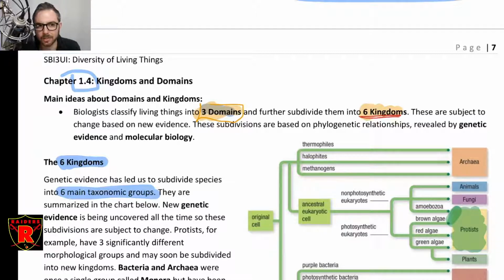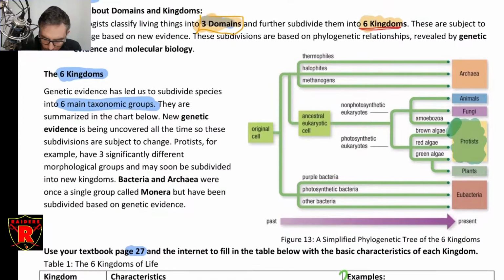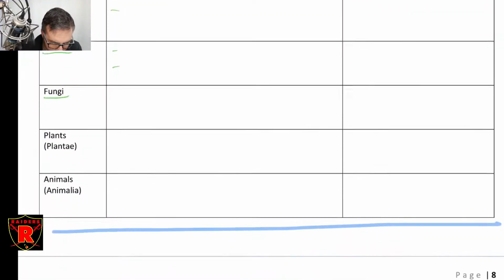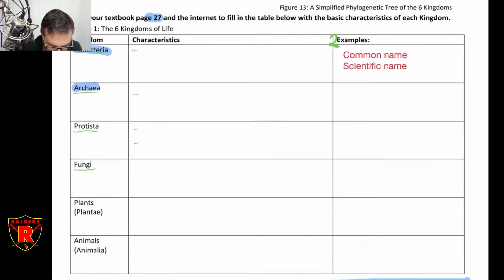So those two domains each only have one kingdom, and then domain Eukarya has all the other kingdoms of life: Protista, fungi, Animalia, animals, and plants. So overall, those are the 6 kingdoms of life. They're listed down here. We have Eubacteria, Archaea, Protista, fungi, plants, and animals, or Plantae and Animalia.